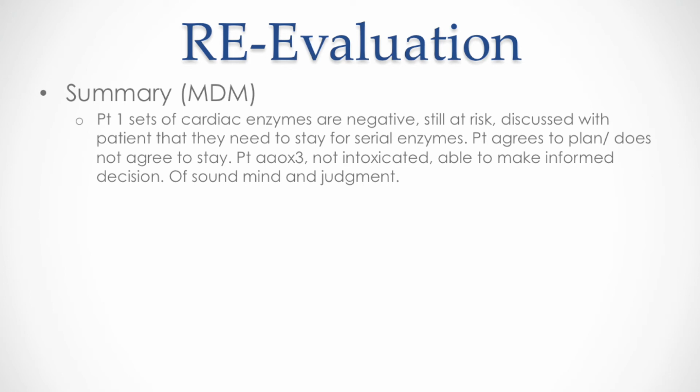For medical decision making, the most important section of the chart, you can document this in a narrative fashion. So the patient's first set of cardiac enzymes is negative. They're still at risk. We discuss with the patient that they need to stay for serial enzymes. The patient agrees to stay, or does not agree to stay, and the patient is alert, awake, oriented, not intoxicated, able to make informed decisions, and of sound mind and judgment. So it's very important to put that narrative portion in, notating the fact that we have talked to the patient about their risks, and they are on board with the plan.